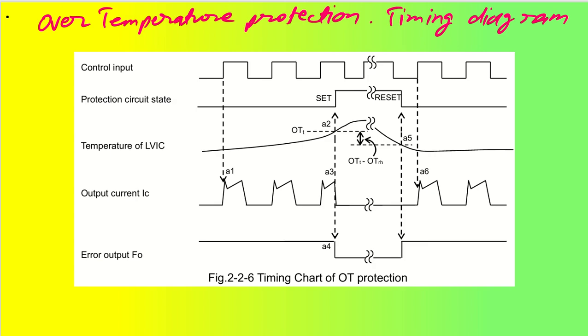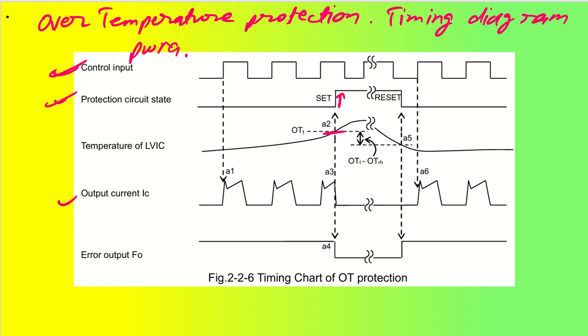Now coming back to the timing diagram of how it works. Let us say we have the control input, which is my PWM signal, based on which my IC is working properly. This is my PWM signal that is going to the low side gate driver circuit or high side gate driver circuit. Now coming back to the protection circuit state. As you can see, we have this low and then it will be set on. I'll tell you when it is going to set. If you see the temperature of the LVIC, which is the low side gate driver part, slowly the temperature is increasing, and as soon as it crosses the trip level, the protection circuit set goes high. Unless the temperature comes down, it will never reset.